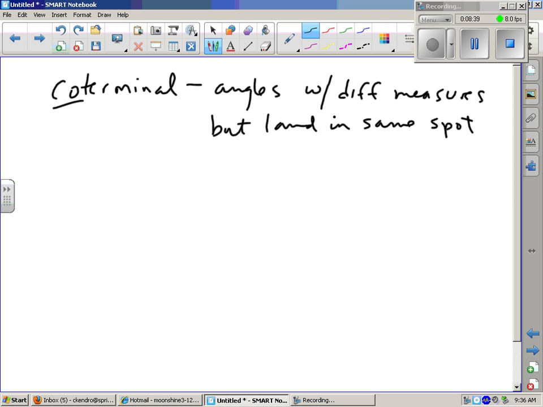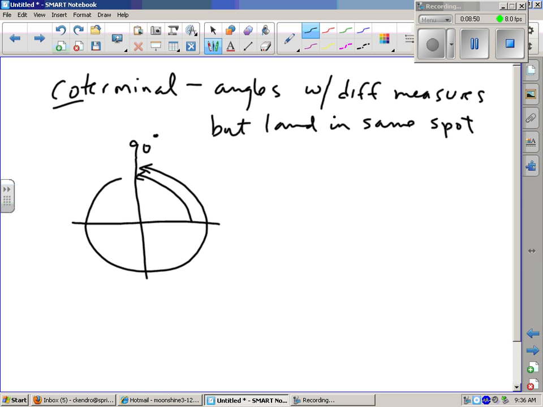Okay, now how can that be? Let's take a look here. Let's say I go up here to 90 degrees. Okay, that's an angle. Well, what if I kept going and came all the way back around? Well, I just added another trip around, so I added 360 degrees to 90. So my other angle is 450, so I could also call this angle 450 degrees.